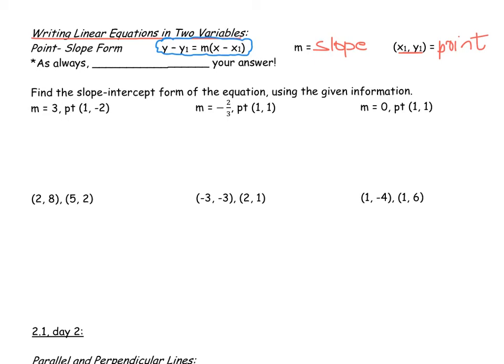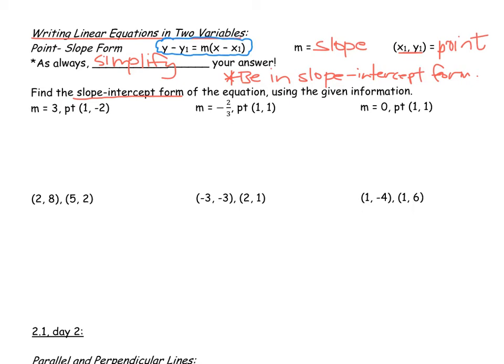It says find the slope-intercept form. Hang on. We're going to back this up. As always, of course, simplify your answer. We know how to do that. What that means is we'll distribute the slope in and combine like terms. When you're done, your answer should be in slope-intercept form. So when you're done, you'll have y equals mx plus b.